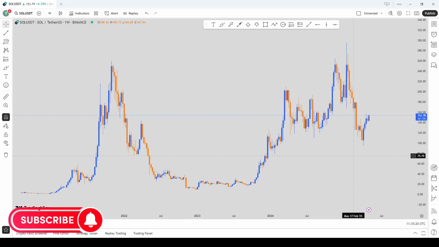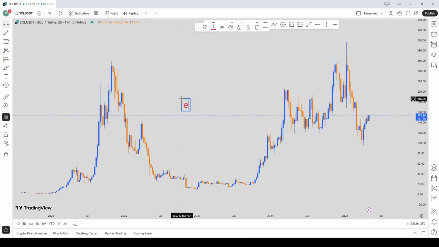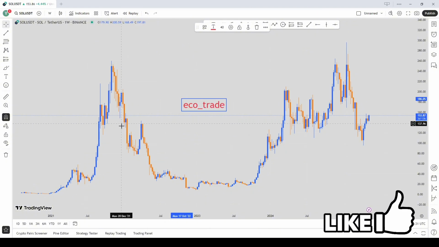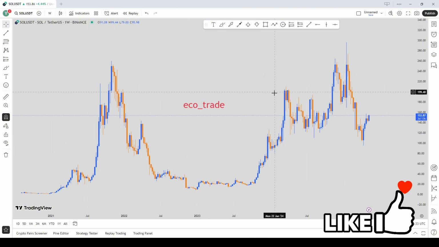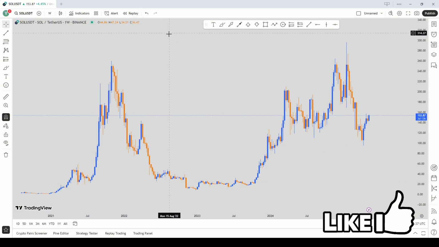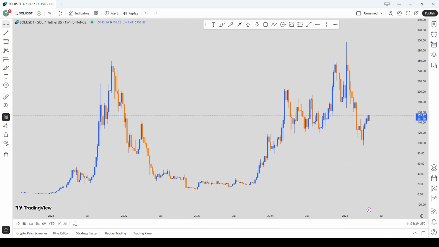Today I've got two short positions on Solana that I'm going to break down for you step by step. SOL is approaching a key level, and based on recent price action, I'm seeing some solid short opportunities. I'll walk you through why I'm entering, where my stop loss and targets are, and how I'm managing risk. If you're into smart entries, price action, and sniper setups, you're in the right place.